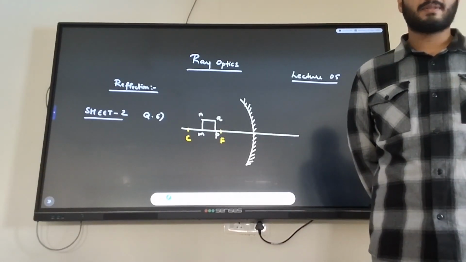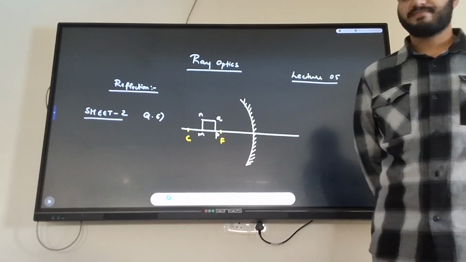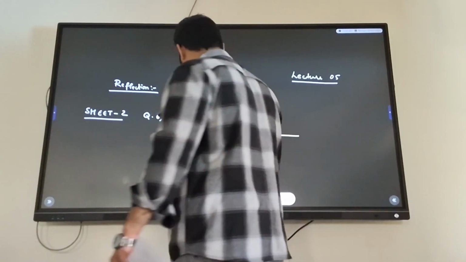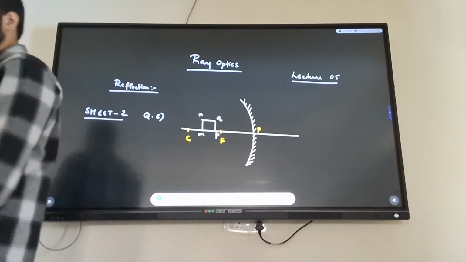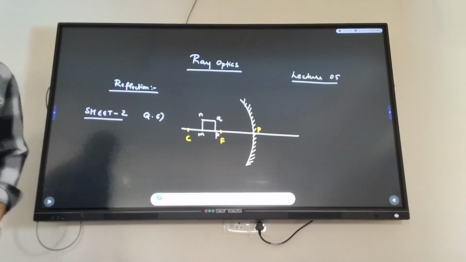Also name the points. This part will not be visible, that's all. This is my phone. So I will start at 10:11.